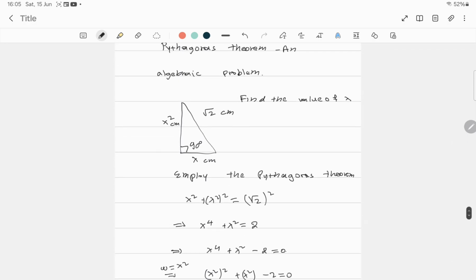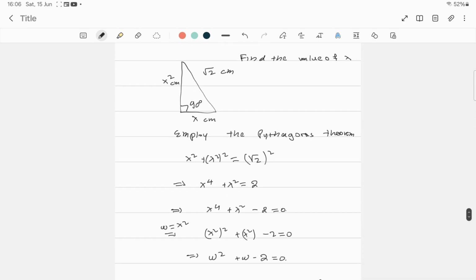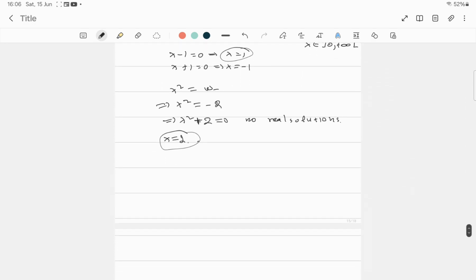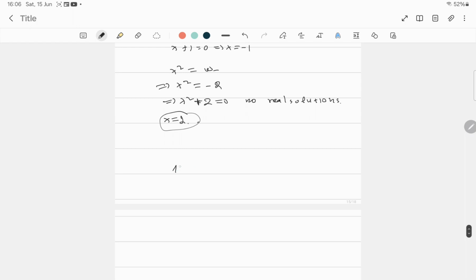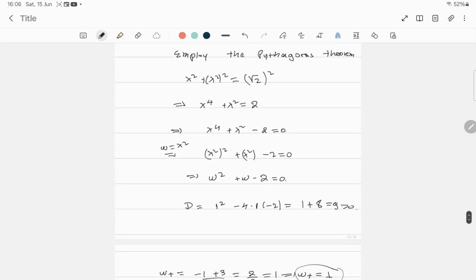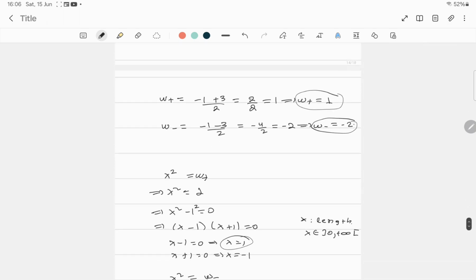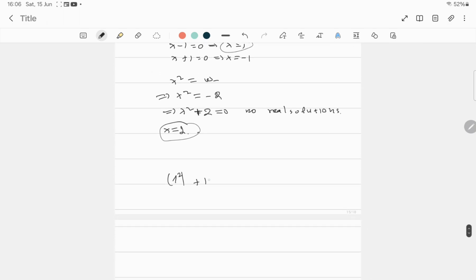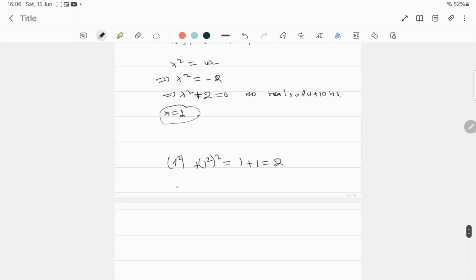So indeed, if I put x equals 1, so it should be 1 squared plus 1 squared squared. This is 1 plus 1 equals 2. So the hypotenuse is square root of 2.